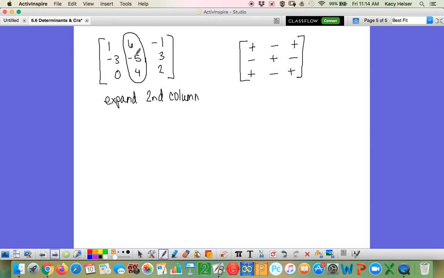So those are the front numbers that I use. And if I look at the second column over here, I have to put a negative out in front because of this negative. And then I would have 6 times, if I cross off the row and the column that 6 is in, I would be left with negative 3, 3, 0, 2.